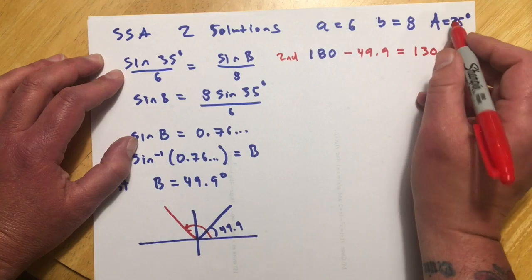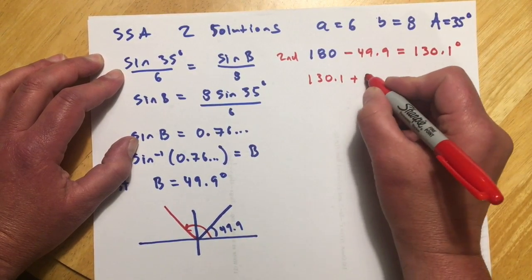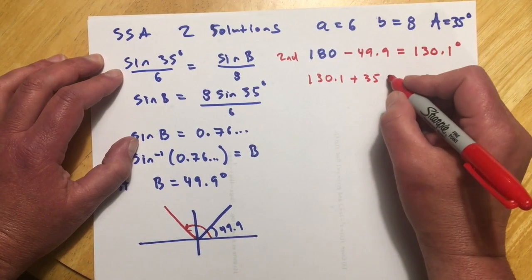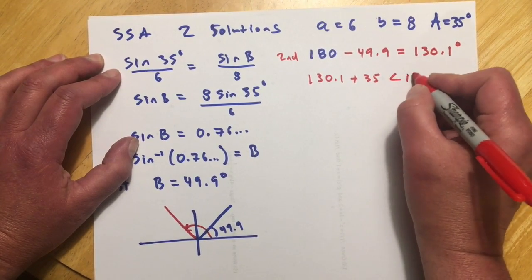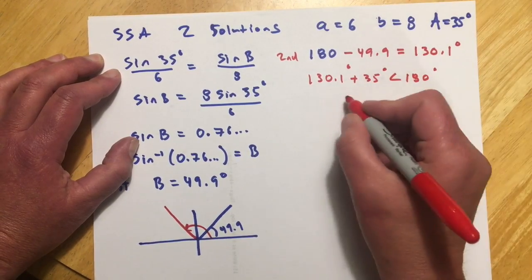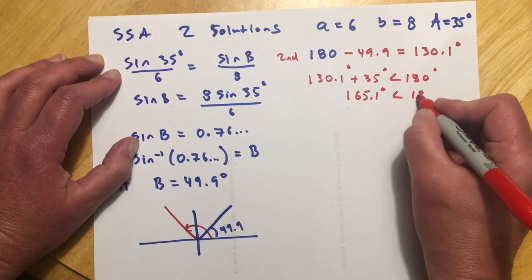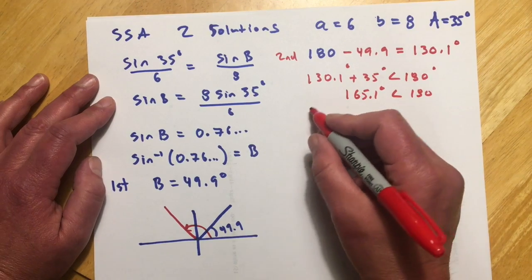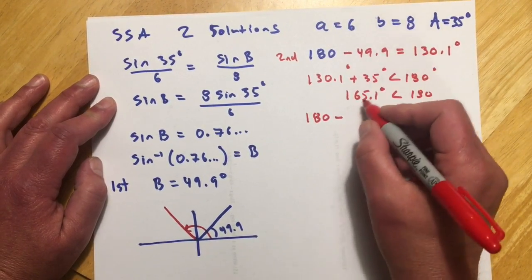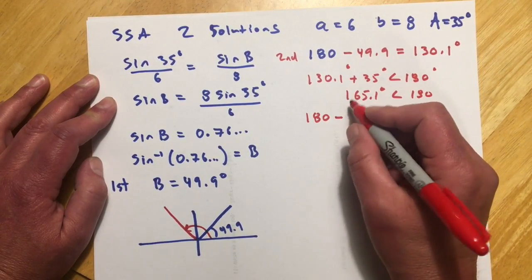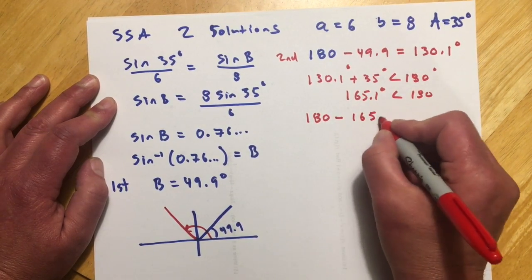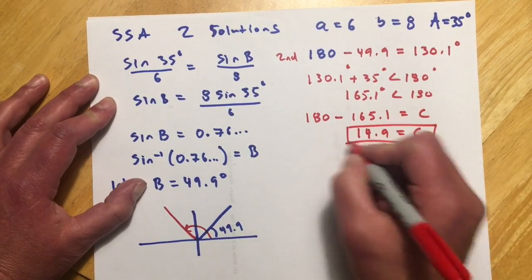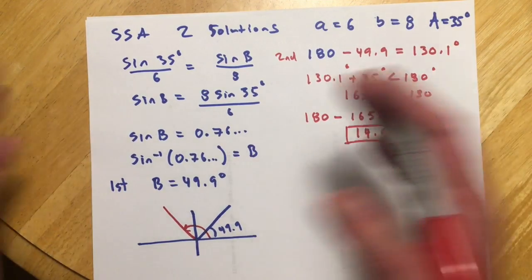If I do this plus my known angle, 130.1 plus 35 degrees, that is less than 180. It's like 165.1 degrees, which is less than 180. So that means the second triangle could actually happen. For this one, I would have 180 minus the 165.1, because there's angle A and angle B. So that's going to equal C. That's 14.9 equals C. So there's my third angle, but on my second version of this triangle. So we have two separate answers going.